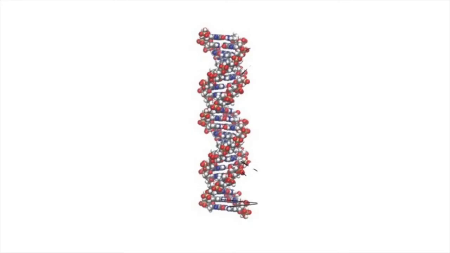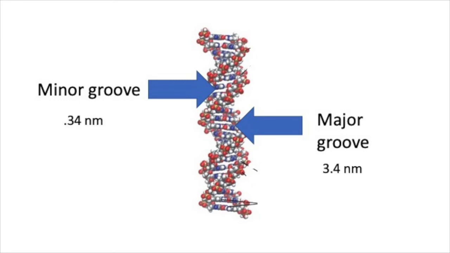Due to the twisting of the double helix, the DNA has major and minor grooves. Major grooves are 3.4 nanometers long, and minor grooves are 0.34 nanometers long. Protein binding mainly occurs on major grooves.